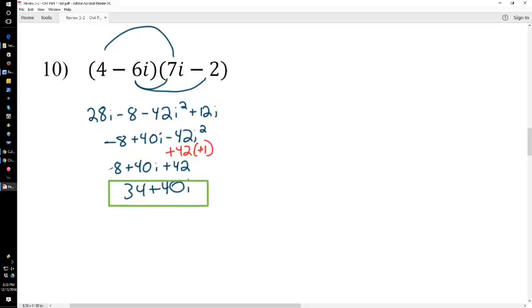Now, I will say this. I understand that most people, once they realize that i squared is a negative 1, that makes the 42 positive, so I can go ahead and combine a positive 42 with the negative 8. I get that. If you want to skip writing out this step and go straight to this, I completely understand it. Just don't lose track of your negatives, is all I'm saying. Watch out for losing track of your negatives.